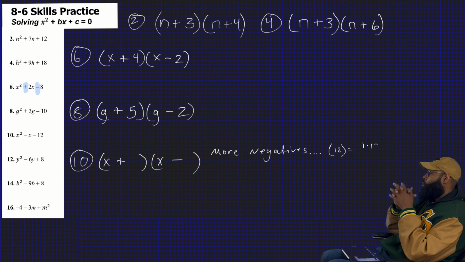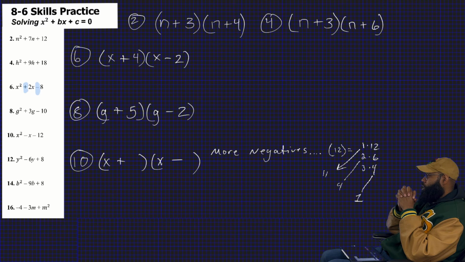So, to get 12, we have more negatives, right? There's more negatives going on in this one. So for 10, we're looking at a negative 12. Well, to get negative 12, you gotta have a negative times a positive.